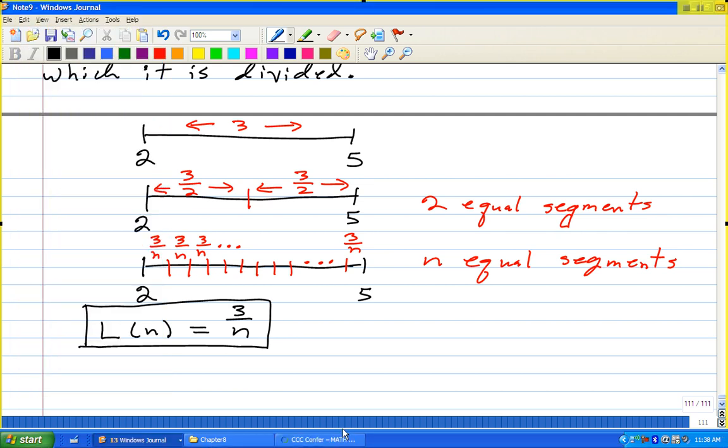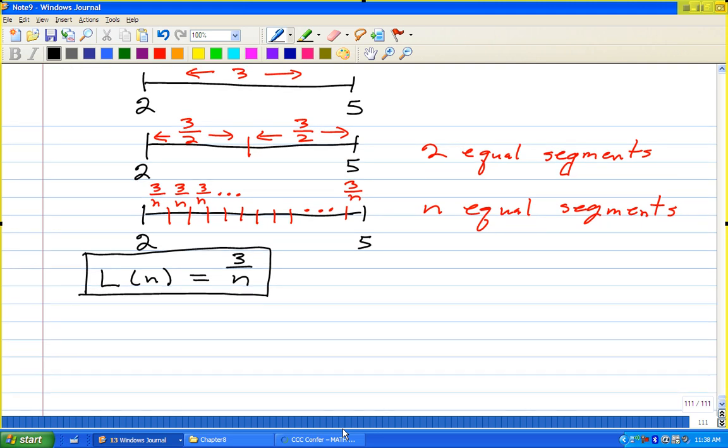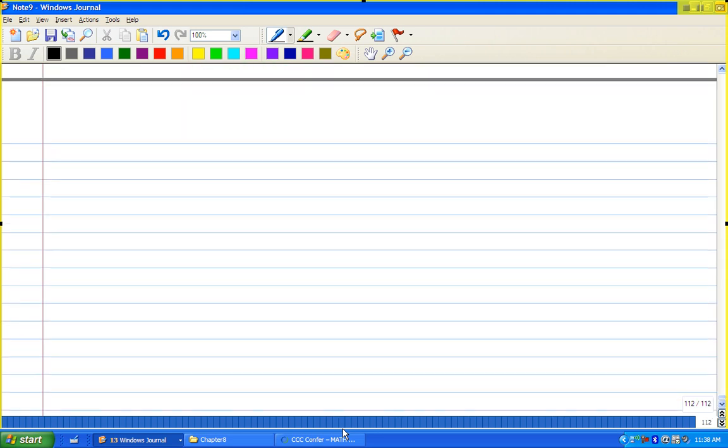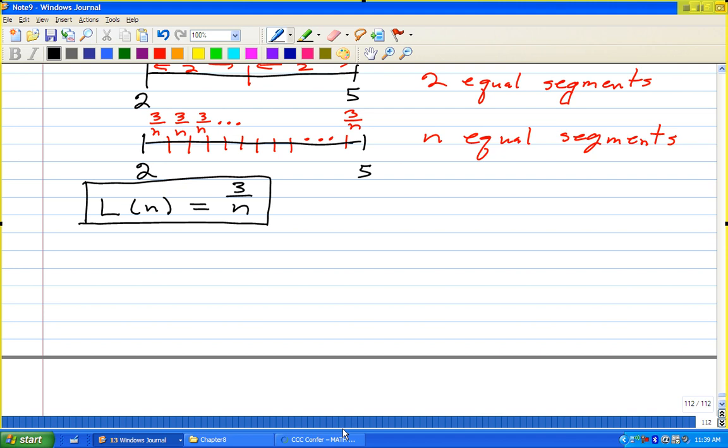Okay, so let's recall from grade school the function machine. So, function machine. And so we have some machine here.